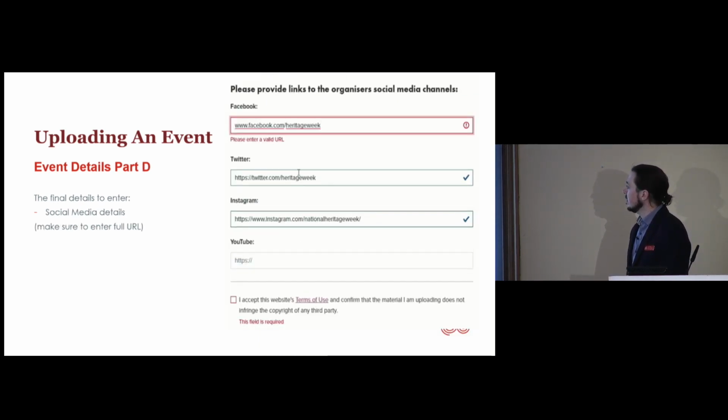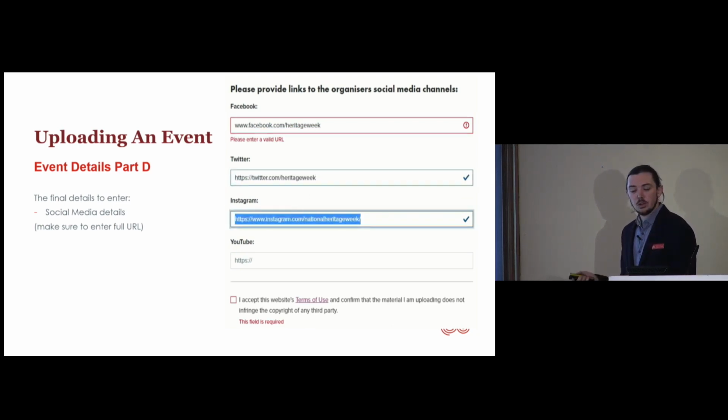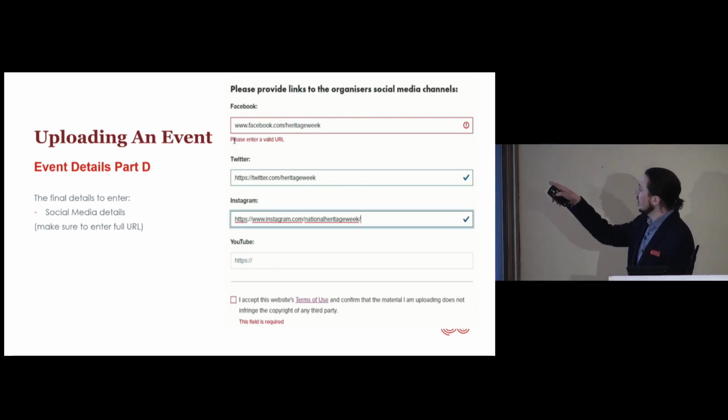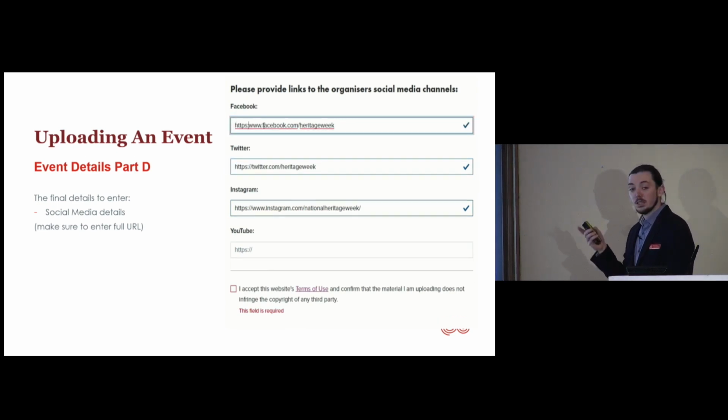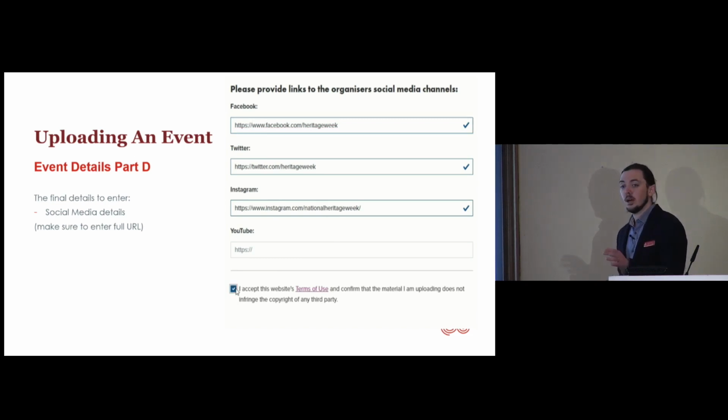So the final details to enter. If you have social media links for your community group, your organization, or for yourself, please paste them in here. And make sure you add in the full URL. You can see here I didn't add in a URL, I just typed from memory. So you have to add in the HTTP. The best way to do this is actually go to your Facebook, your Twitter, your Instagram, and just copy the link from there. Copy the address in the address bar and just paste it in here.